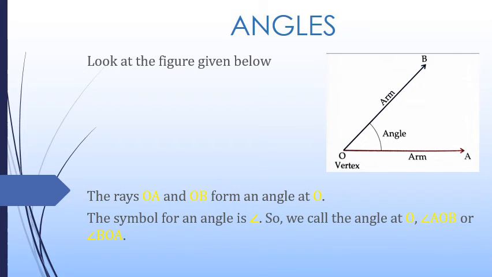The symbol for an angle is this. So we call the angle at O as angle AOB or as angle BOA. You have to remember this in your mind that in angle name, the middle letter is always the vertex. Like in this angle AOB, see the middle letter, that is O. It is the vertex or the point O where the two rays are meeting.